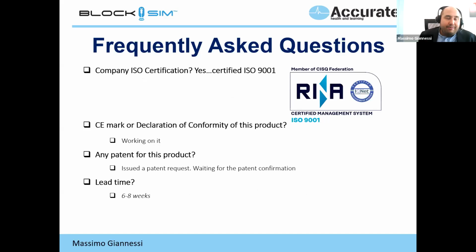So again, about the company, we are ISO certified. We have filed the CE mark for this product. We have filed the patent request, and we are waiting for the patent confirmation. We have a lead time of 6 or 8 weeks for now, because we don't have any stock left. So this is the time right now. But anyway, we have started producing more machines, so we can get a lower lead time, at least for this kind of product.